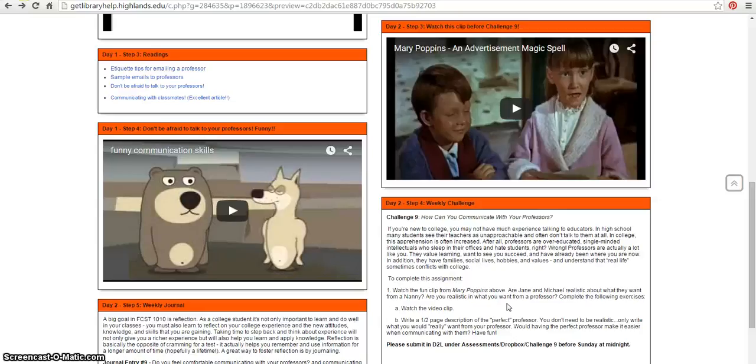I want you to write a half-page description of your perfect professor. It says you don't need to be realistic. Only write what you would really want from your professor. Would having the perfect professor make it easier when communicating with them? I want you to have fun with this, but when I say you don't need to be realistic, be just a little realistic.